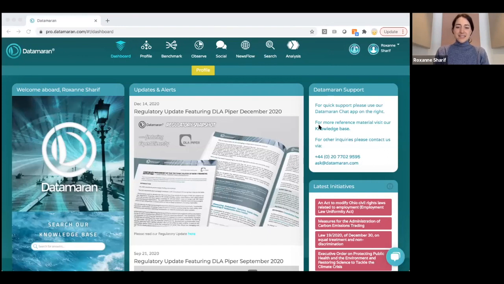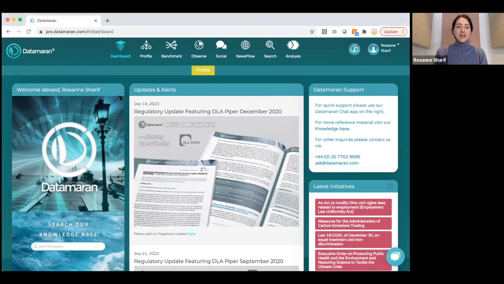So as Matt explained, we work with companies across industries to gather and evaluate information, which then informs their strategy, risk management processes, and ultimately strengthens their engagement with their key stakeholders. So investors, customers, and employees. For those of you not familiar with Datamaran, I'll briefly provide an overview of the cloud-based platform.